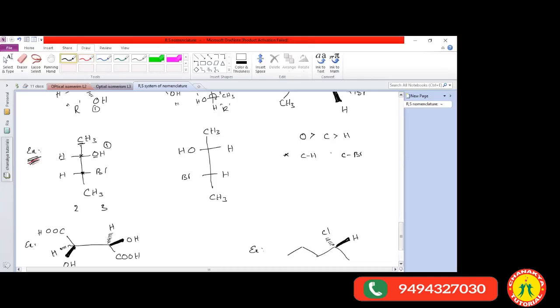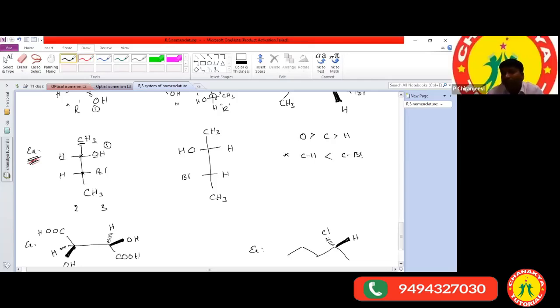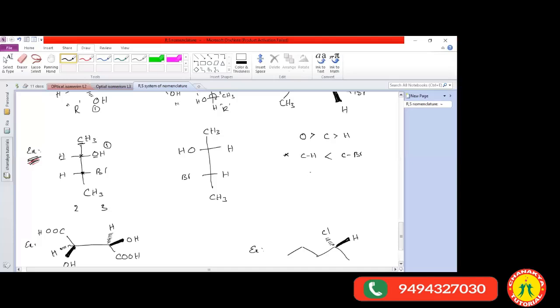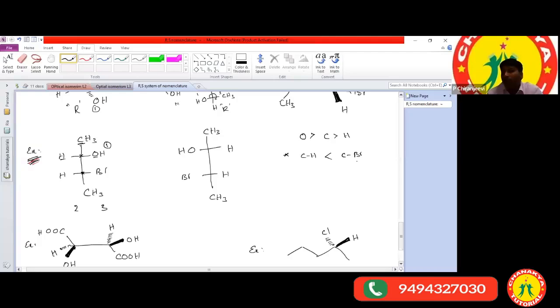Why are we giving it to Br only? Why not the CH? Very good. The atomic number of Br is greater than that of hydrogen. The starting elements are the same, carbon and carbon. If the starting elements are the same, then we have to go to the second element. The second element is hydrogen here, and Br there. So Br has the highest atomic number. That's why we give the second priority to this carbon atom, third priority to the methyl group, and fourth priority to the hydrogen.